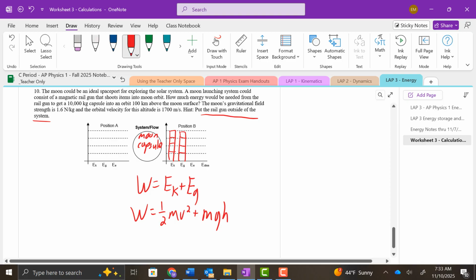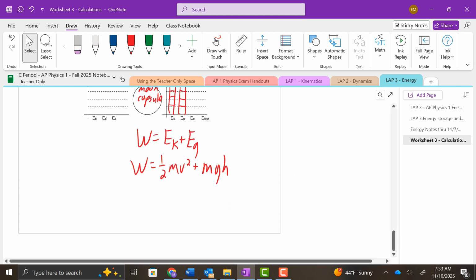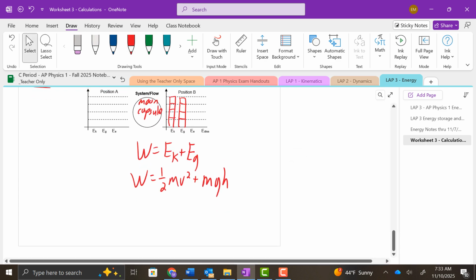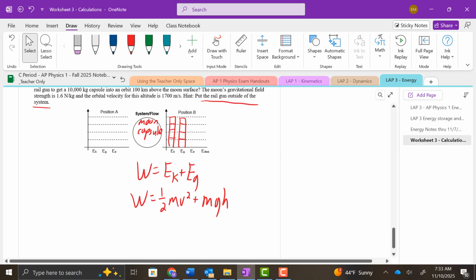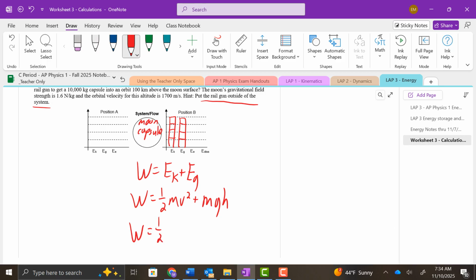All right, so this is my setup so far. The railgun's outside my system. If you remember from the previous videos, we call that work. And that's what we're going to be trying to figure out, how much work is really needed to send this capsule into space. And now we're around the moon, and we're at a certain surface. And actually, I want to solve this so that I can just see how these numbers are going to play out.